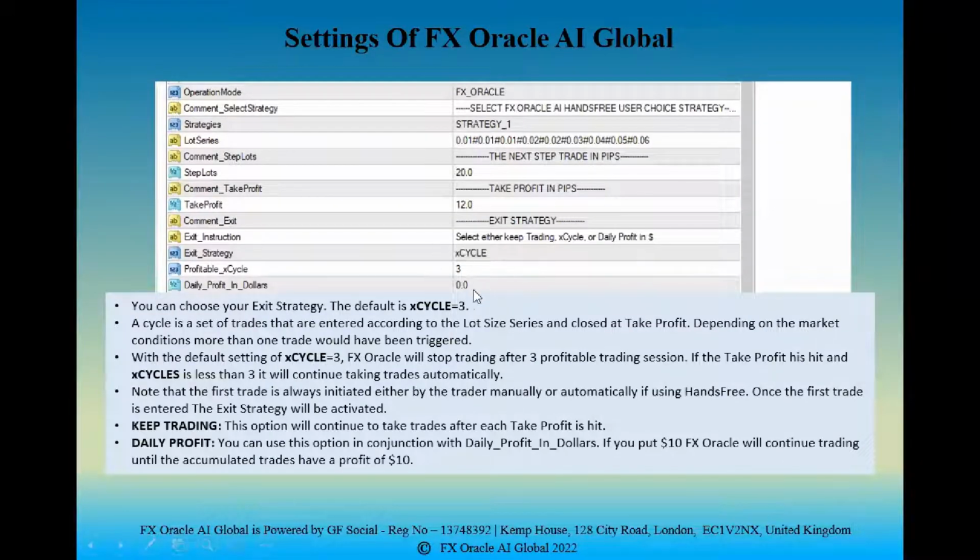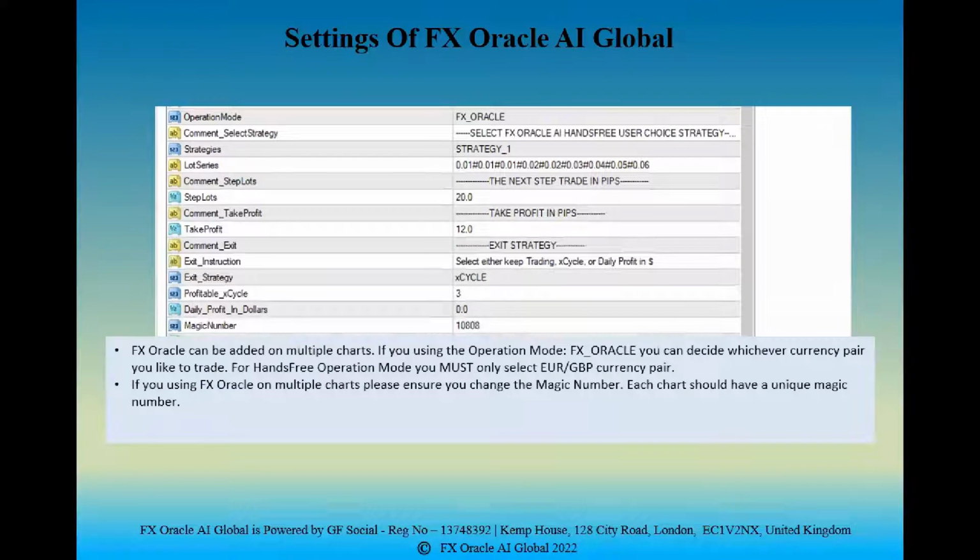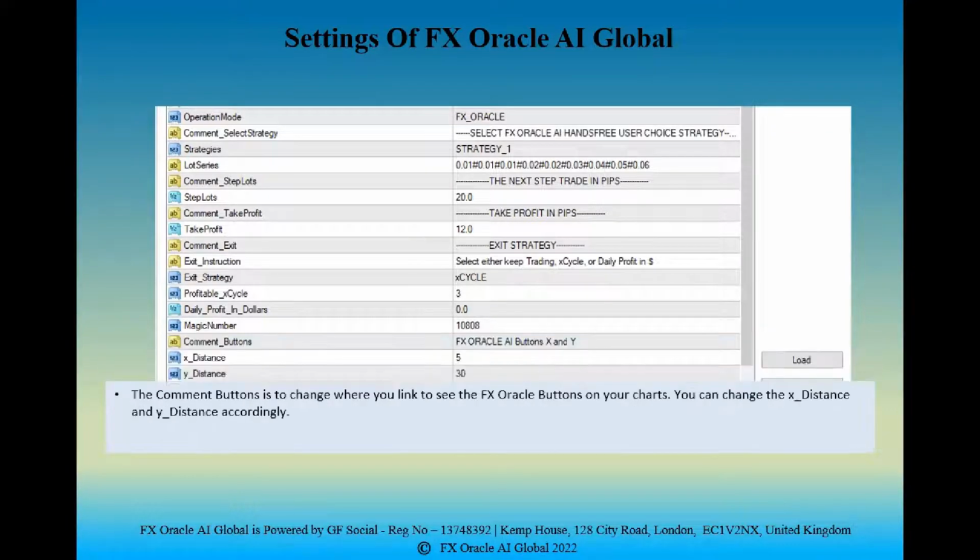The X cycles, this is where after 3, in this case, 3 profitable cycles, it will stop trading. So this is the default setting. You can change it accordingly. There are also other exit strategies, keep trading, as well as a profit target in terms of your account. So you can obviously change that accordingly. Your magic number, if you're going to use this on multiple charts, please make sure that you change the magic number for each of the charts.